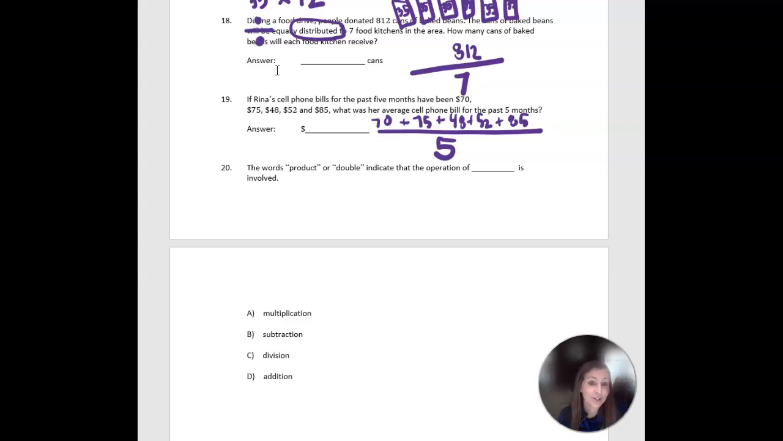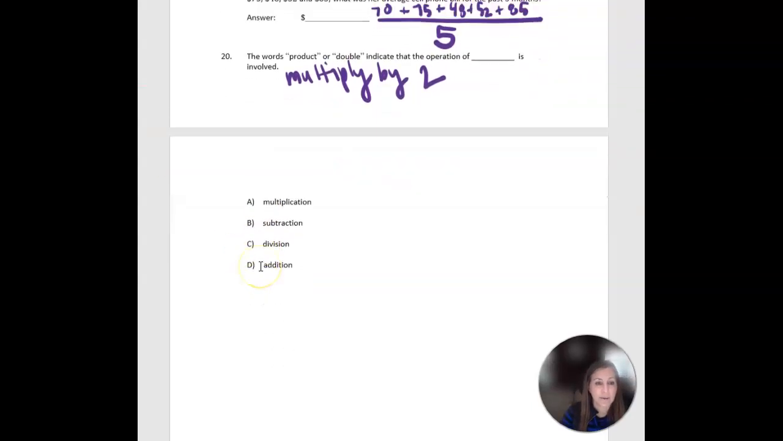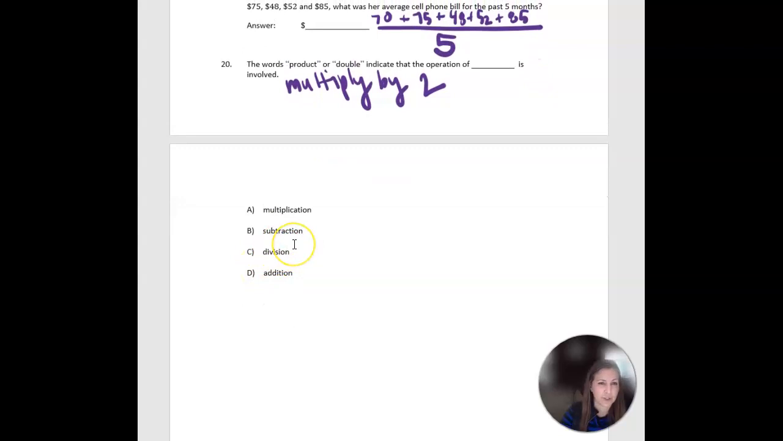Last one, the words product or double indicate that the operation of blank is involved. Well, to double means to multiply by 2. Double means 2, and if you double something, you have multiplied it by 2. Now, I want to draw your attention to the answers. The answer to this one is multiplication, A.